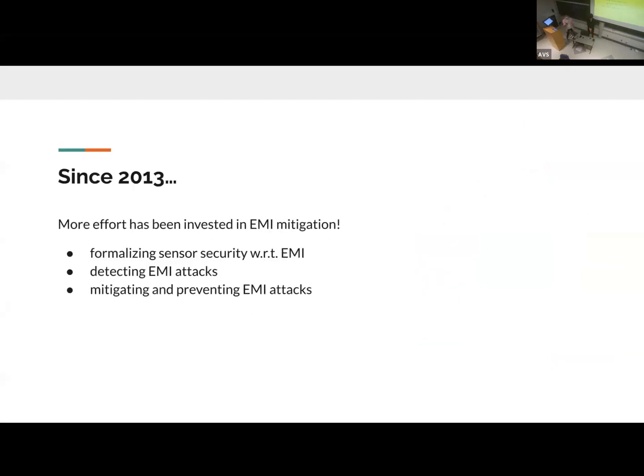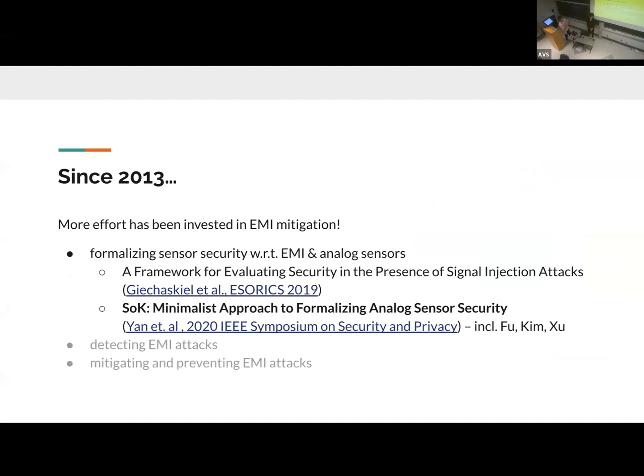So this paper was published in 2013, and since then, a lot of movement has happened both on the academic and on the corporate side. Let's start with academic. So a big movement has been to formalize the sensor security model. What does this mean? What's the threat model? What actually is a transduction attack?